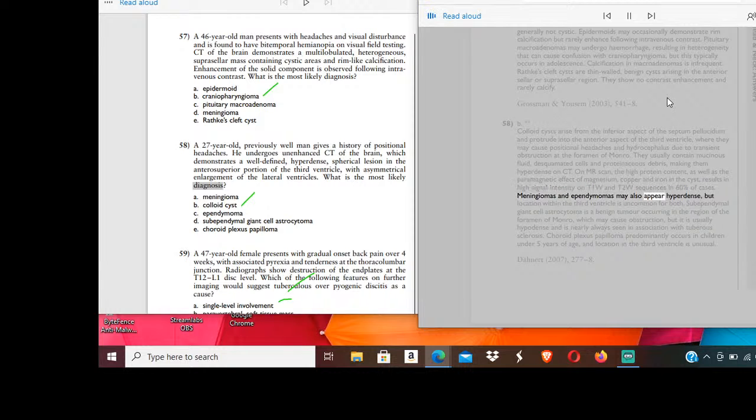Meningiomas and ependymomas may also appear hyperdense, but location within the third ventricle is uncommon for both. Subependymal giant cell astrocytoma is a benign tumor occurring in the region of the foramen of Monro, which may cause obstruction, but it is usually hypodense and is nearly always seen in association with tuberous sclerosis. Choroid plexus papilloma predominantly occurs in children under 5 years of age, and location in the third ventricle is unusual. Dehnert, 2007, 27.